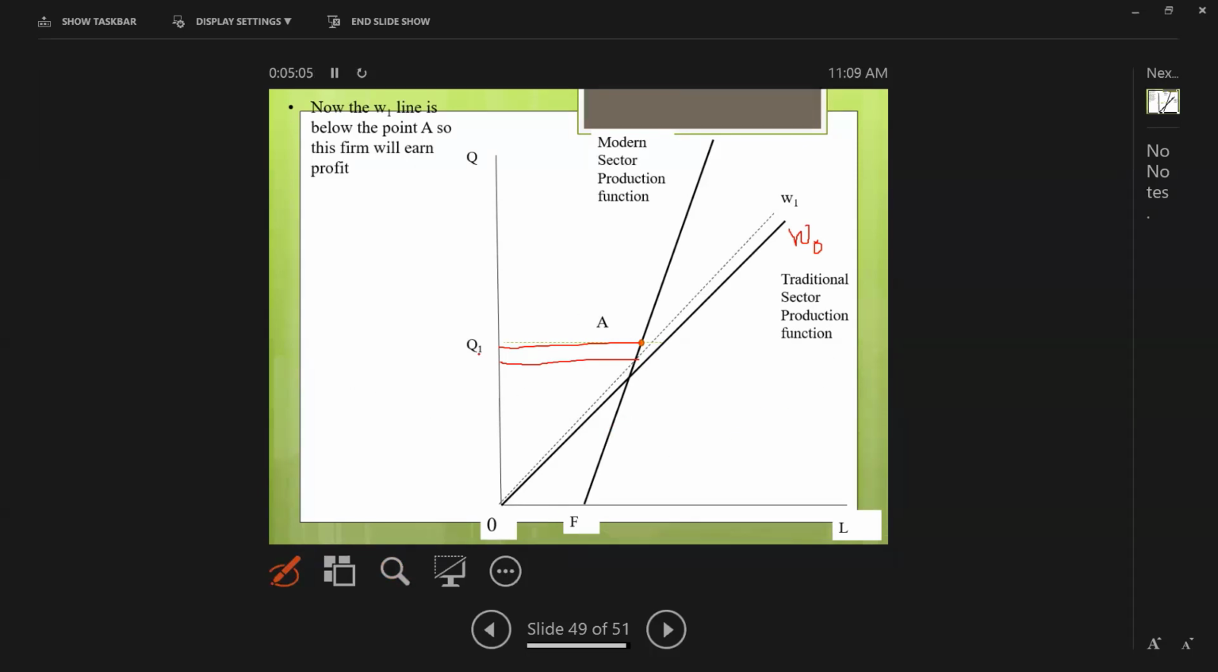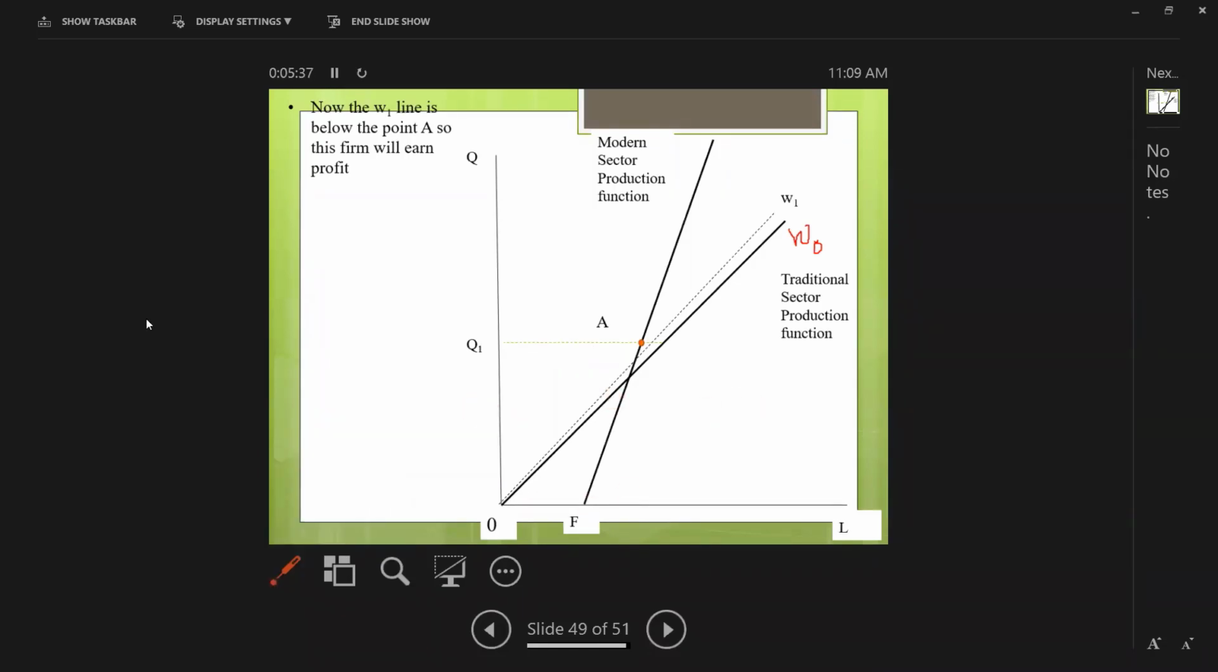it means the company's total cost is this total cost, and Q1 is the total revenue. Since the total cost is lower than the revenue, it means they are earning profit. So this will motivate the entrepreneur to produce, because in the current situation he is earning profit.